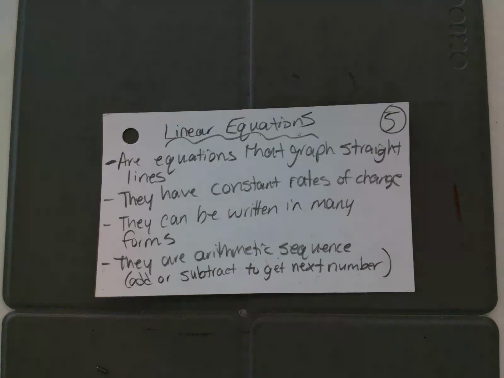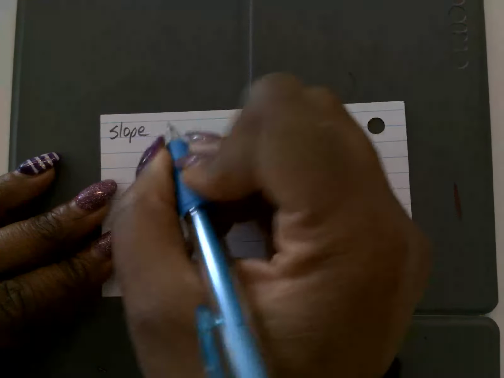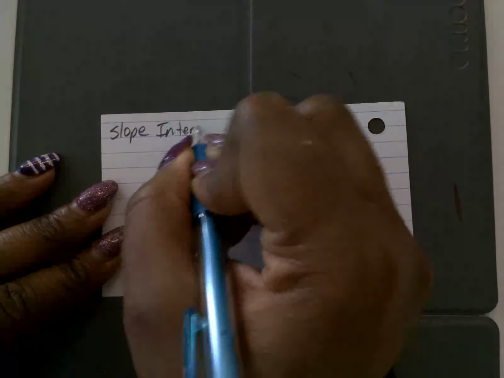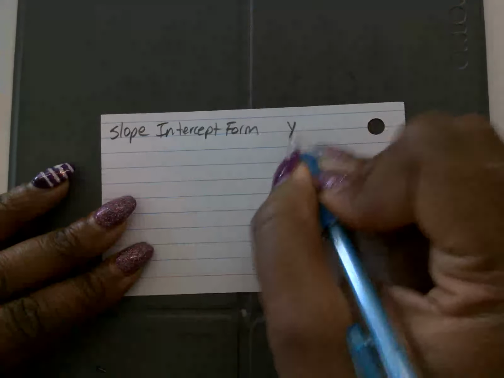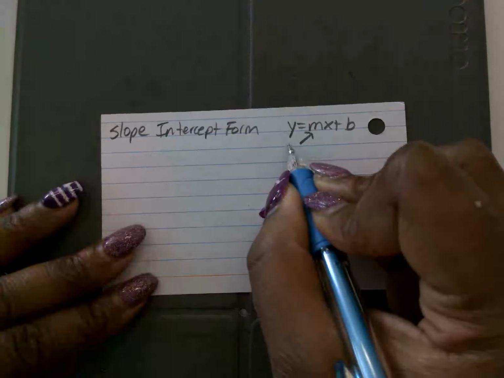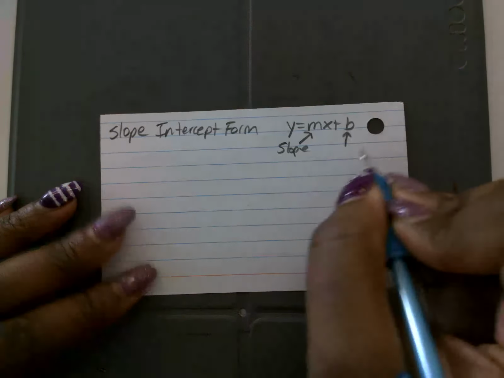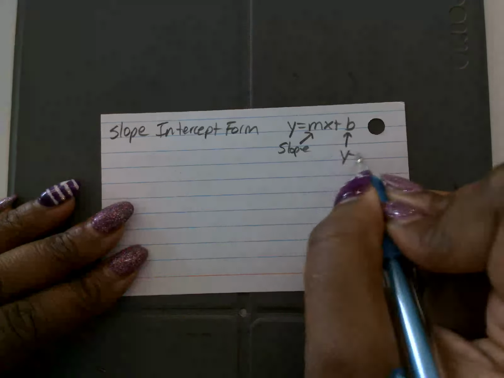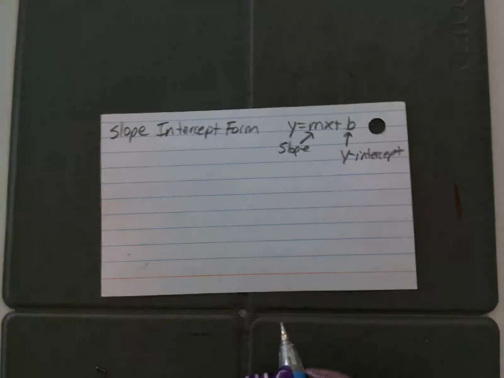All right, on the back, 3 forms, if you can remember, that we did. The first one, we got slope-intercept form. Slope-intercept form is y equals mx plus b. Remember that? What does the m stand for? Slope. The slope. Rate of change. And what's the b? Y-intercept. The y-intercept. Good job.